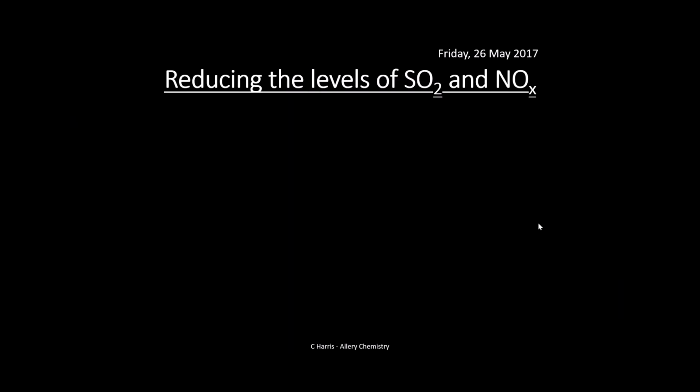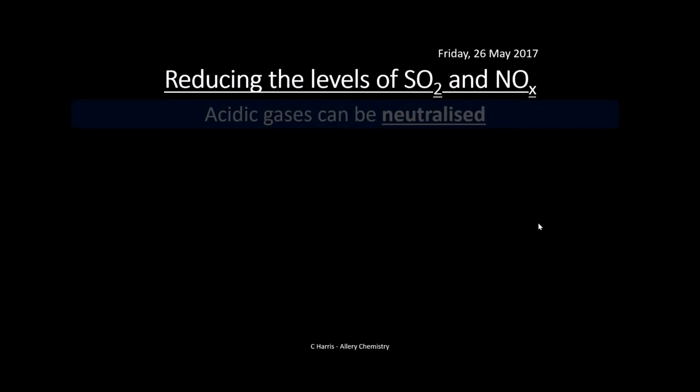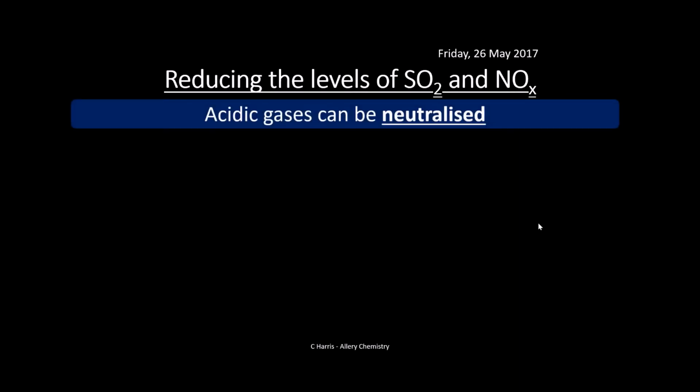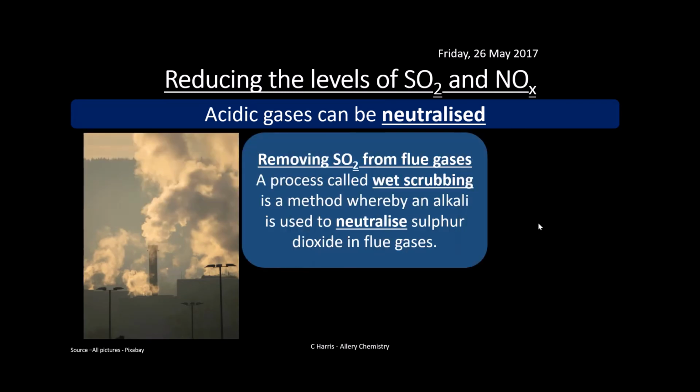So how do we reduce the levels of these gases then? Because obviously they're not very good. They create acid rain. These acidic gases can actually be neutralized, thankfully. You can see here, removing sulfur dioxide and oxides of nitrogen from flue gases, in a process called wet scrubbing.